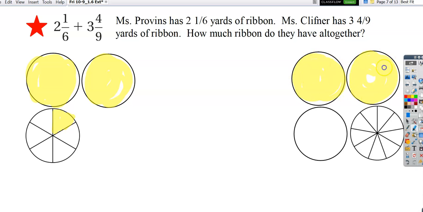So I'm going to color in all of the 3 whole circles because that represents the 3 in the whole number. And then I would color in 4 of the 9s. 1, 2, 3, 4. Okay, so remember that what you're looking to do is look at the denominators. Let me go back to red. You're trying to find a common denominator with 6 and 9. So I have 6 and I have 9. So you could just start making a list, right?